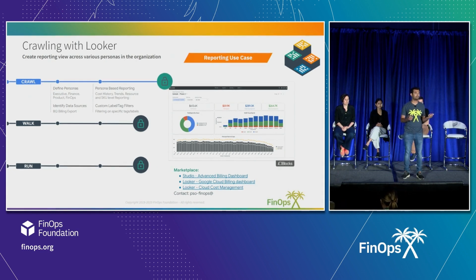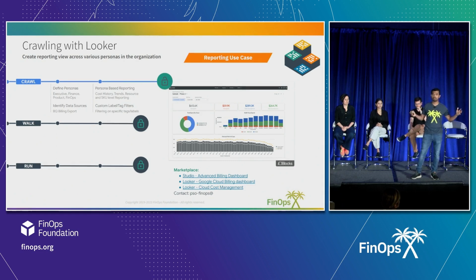This is what I see most customers tend to focus on. From a reporting perspective, you start to look at what your personas are within the organization. Executives, finance, technology, right? Executives might want to look at things more high level, across clouds. What am I spending? What are my budgets? How am I doing in my partnership commit with my cloud providers? Things of that nature.